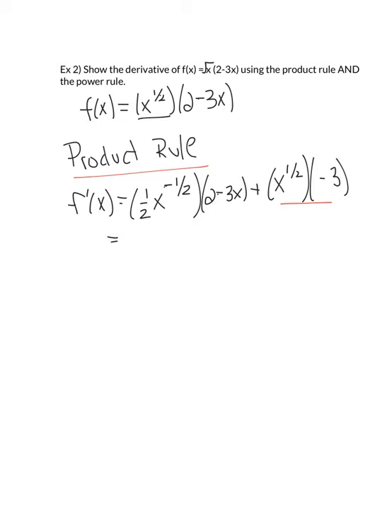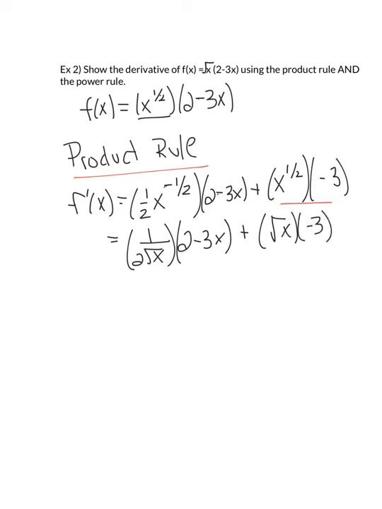So what I'm going to be getting is 1 over 2 root x times 2 minus 3x, plus root x times negative 3. I'm going to go ahead and simplify this a little bit more. We can imagine this is over 1. When I multiply two fractions, I do top times top, bottom times bottom. So I'm going to be getting 2 minus 3x over 2 root x plus, actually, a minus 3 root x.